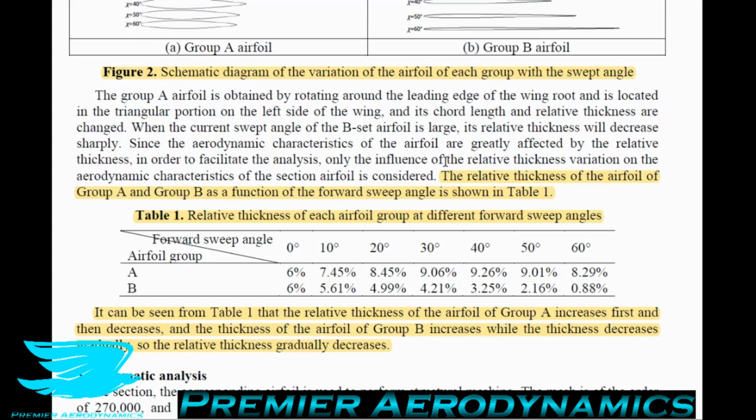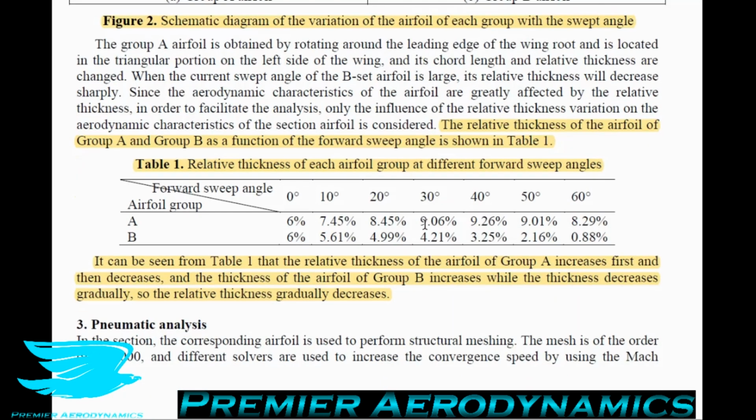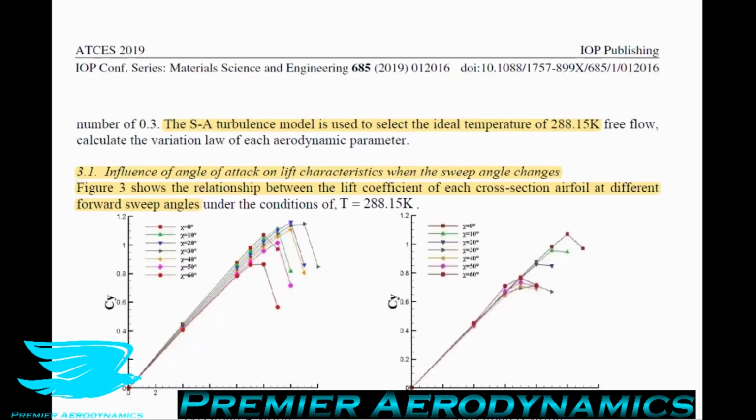Now, looking at Group B, which is the airfoil when you pivot it around the trailing edge at the wing root, as you increase the sweep angle, the thickness chord ratio just keeps dropping. So it starts off at 6%, and then by 60 degree sweep angle, it's down to 0.88%, which is really thin. It's almost like a flat plate. And generally speaking, flat plates are not good for flying because they are only good for a very narrow range of angles of attack.